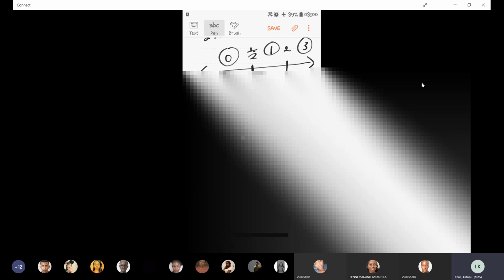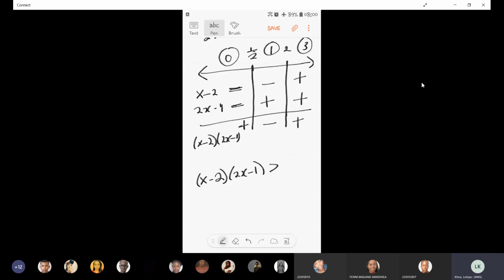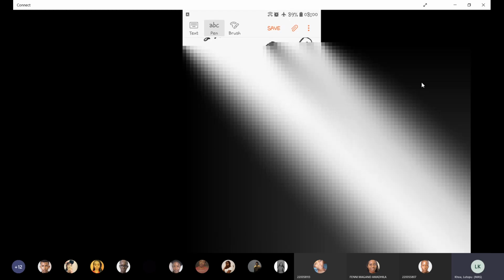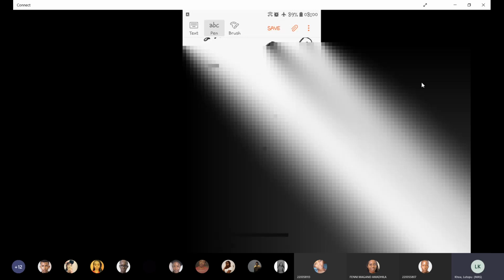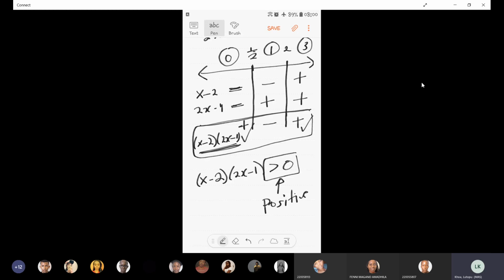Then I write down my question again. So this is x minus 2, 2x minus 1, and we say this is greater than 0. Then I go to my table. I'm looking in the last row because that is where the product is. Then I look at this greater than 0, this means positive. So I'm looking for where I have positive in that last row. So the first column there and the last column over there have positive. So those two are my solutions.